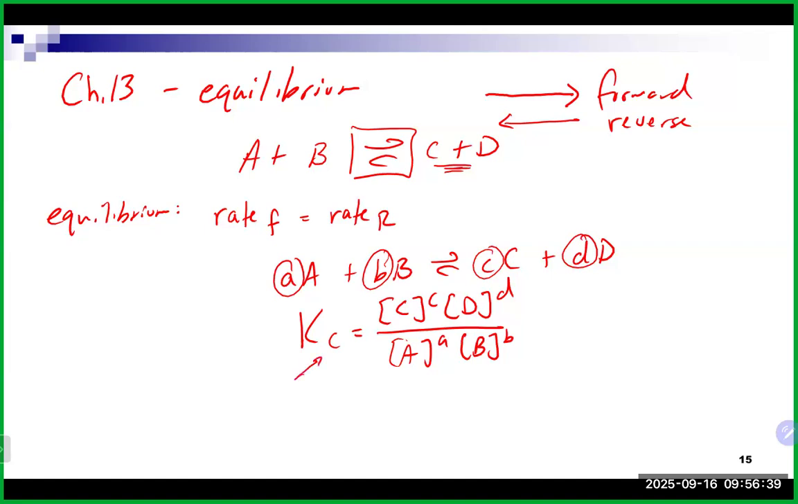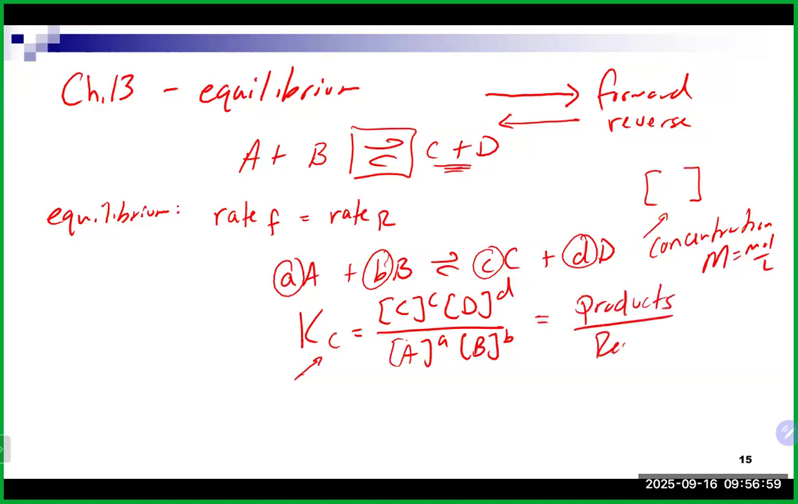Kc here stands for concentration, and that obviously is an equilibrium constant that deals with concentration, and that is what the brackets mean, right? It means basically molarity in most cases, moles per liter. And essentially what we're doing is taking our products divided by our reactants.